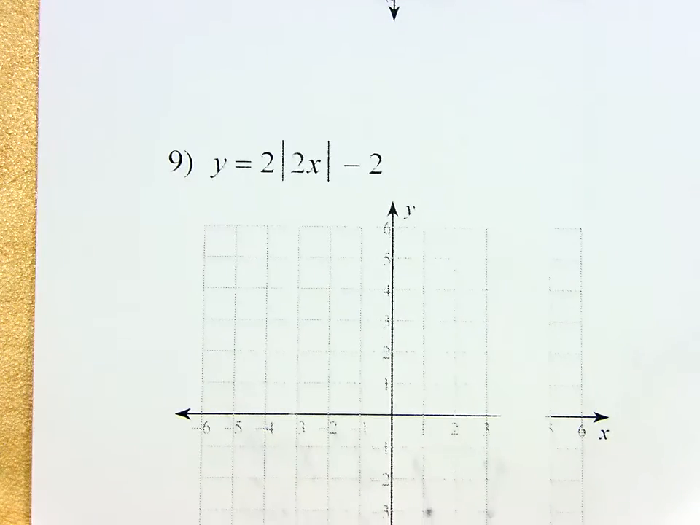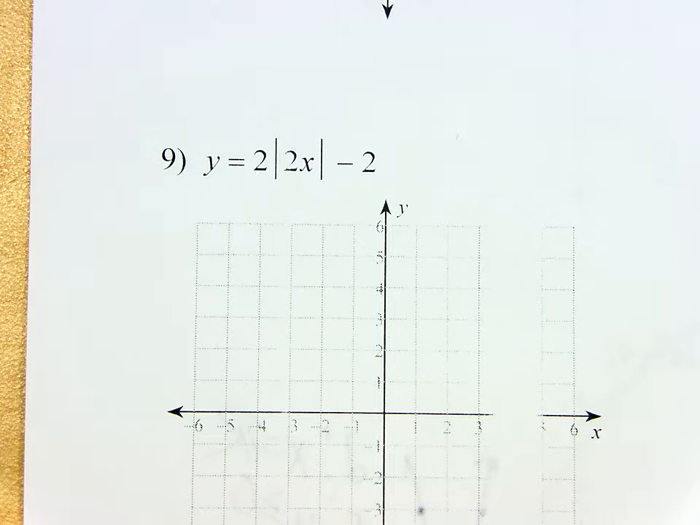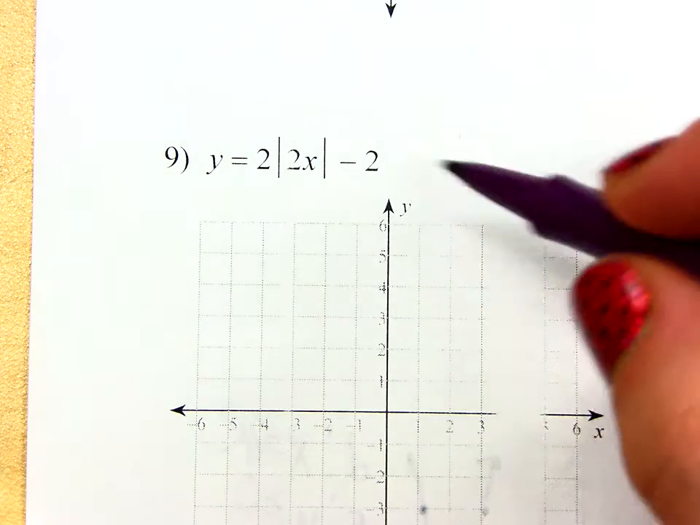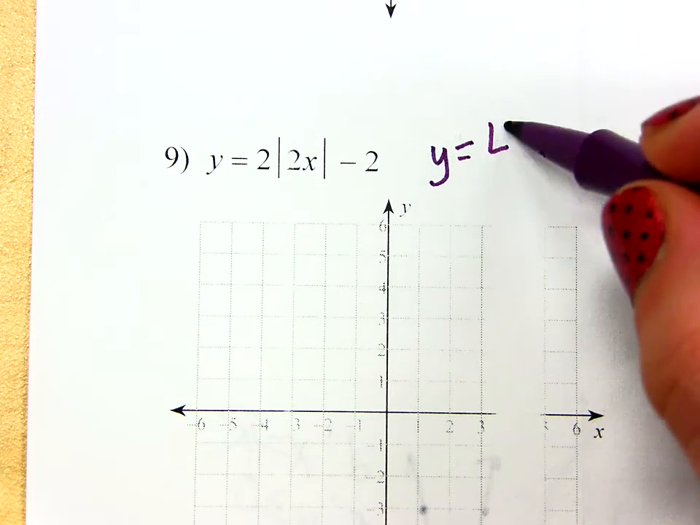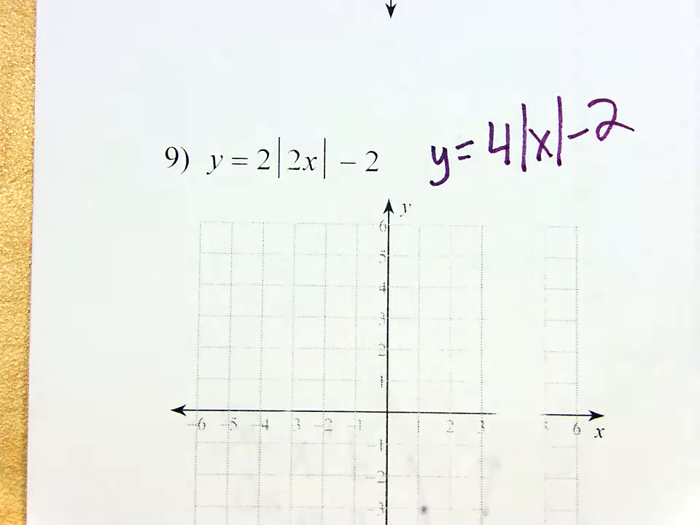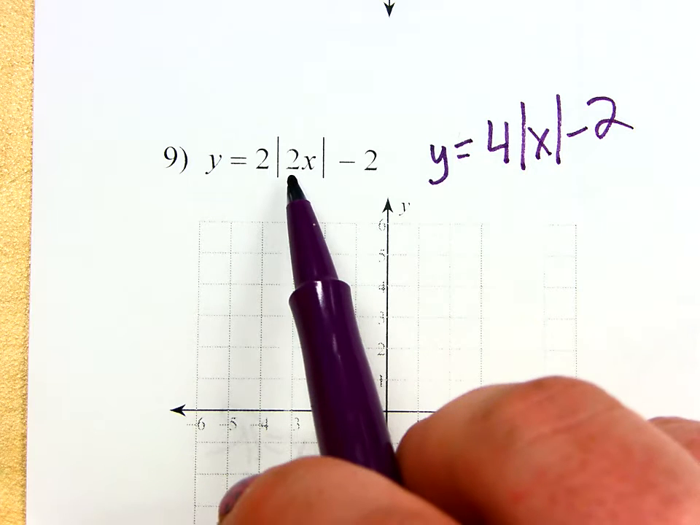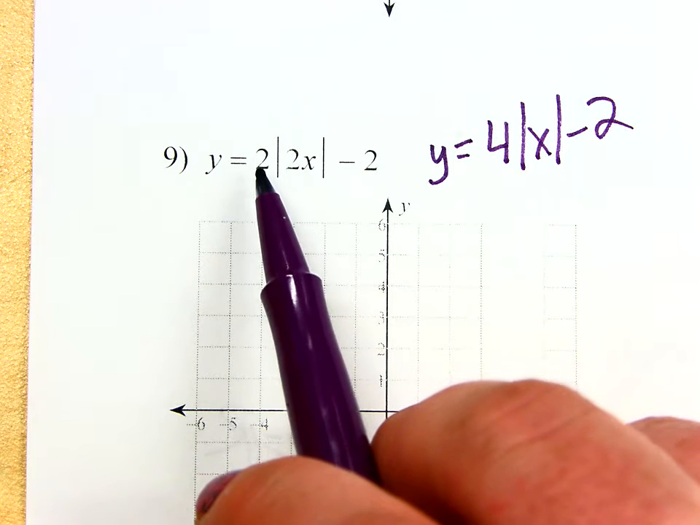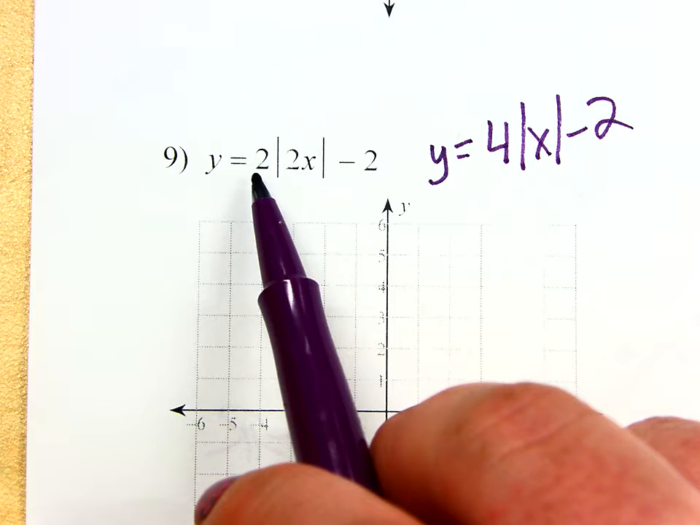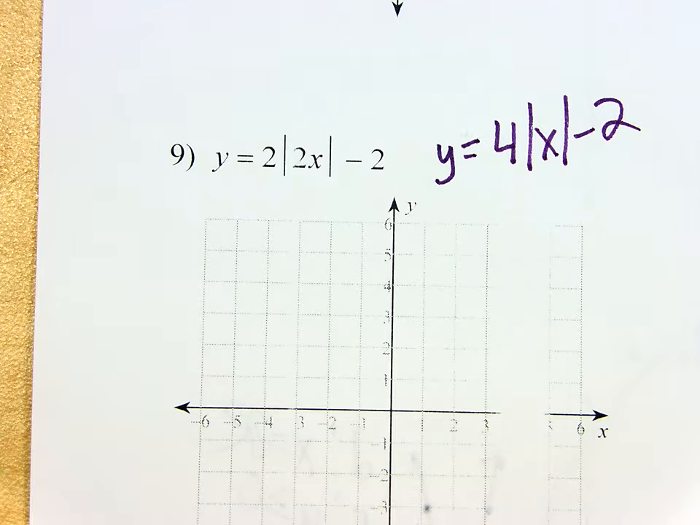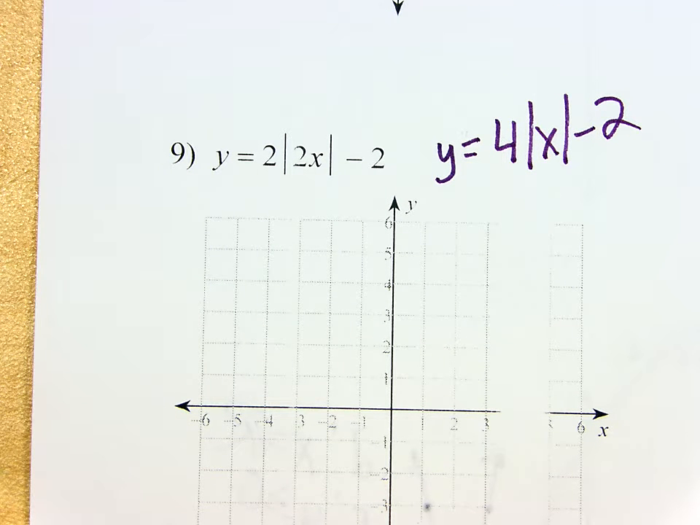All right, let's see how you think you're going to handle number 9. It's the same idea. So you're really going to get y equals what? 4 absolute value of x minus 2. Does everybody see where that's coming from? You're going to take the absolute value of 2, which is 2, and multiply it by the 2 that's already there. So now I've got y equals 4 absolute value of x, and then the minus 2.